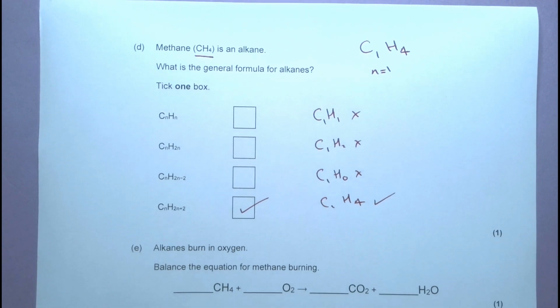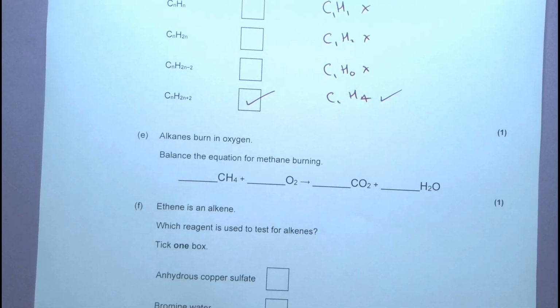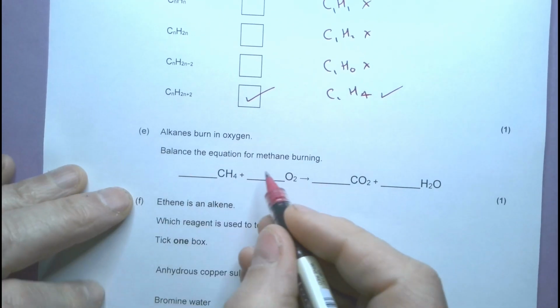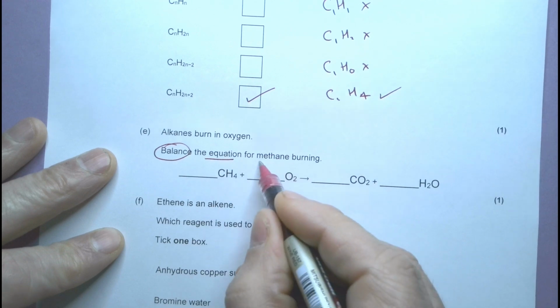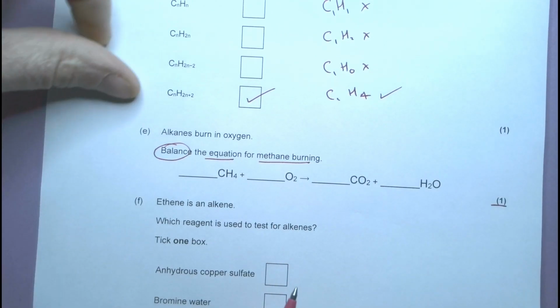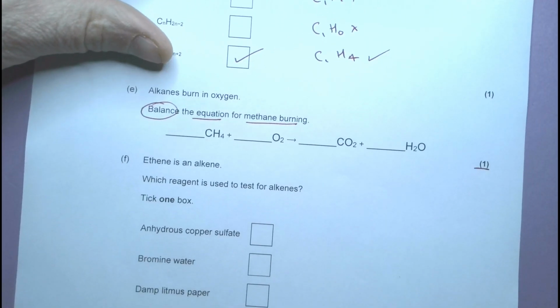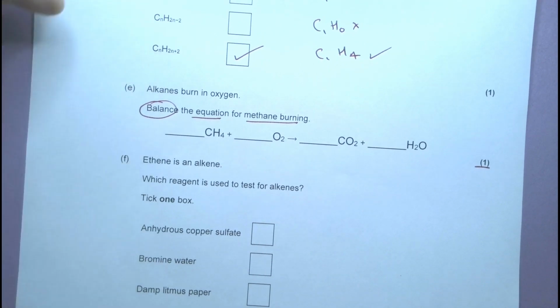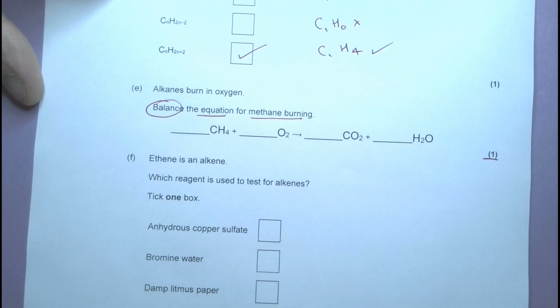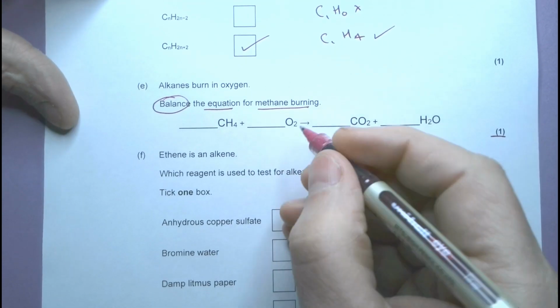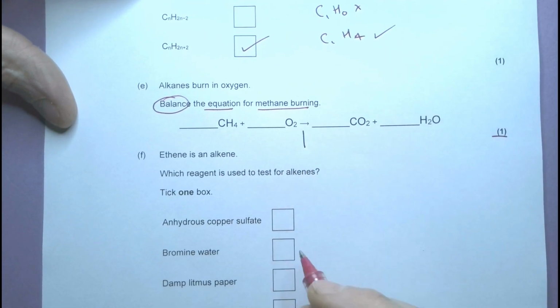Alkanes burn in oxygen. Balance the equation for methane burning. So it's 1 mark. There are all sorts of ways that different teachers do this. Personally, I like to use the bubble method, and I'm going to try and remember how to do that right now for you. That's the balance point there.